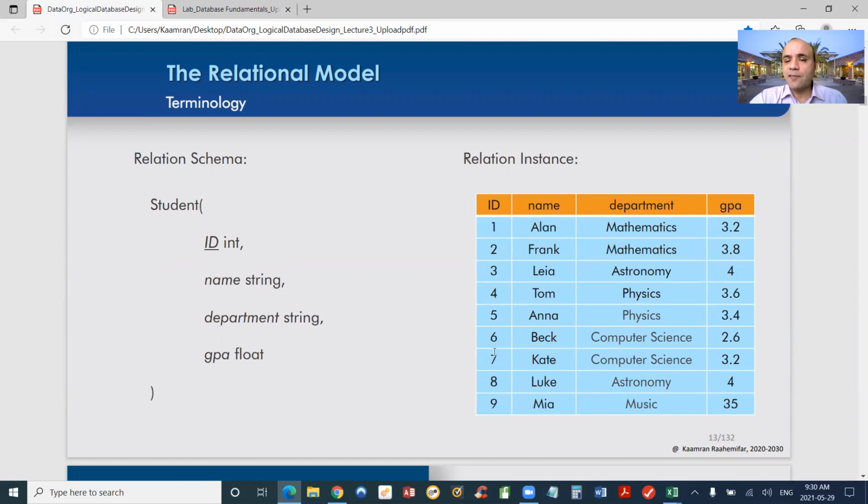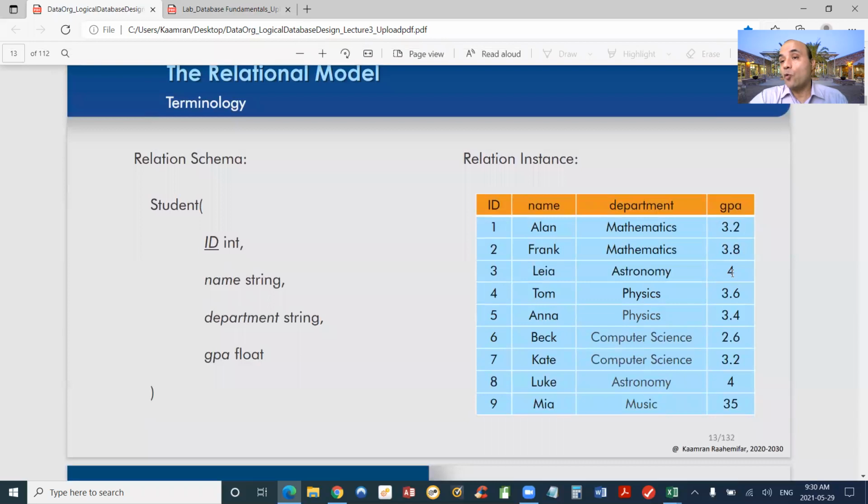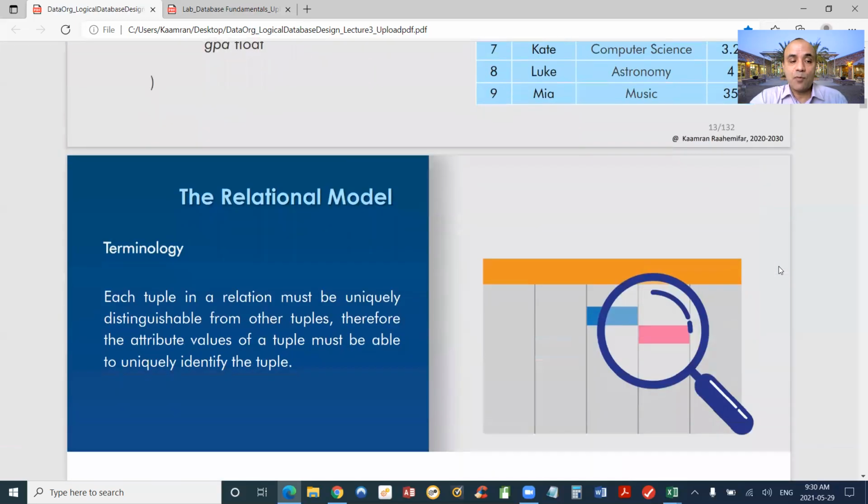1, 2, 3, 4, 5, 6, 7, 8, 9, 10, 11, 12, 13, 14, 15. It's incremental. Make sense? And then you have the name, it's going to be a string. And then you have this department, again, it's going to be a string. And then the GPA is going to be float with 1 or 2 decimal points after the decimal points.